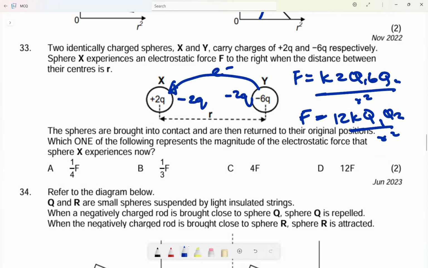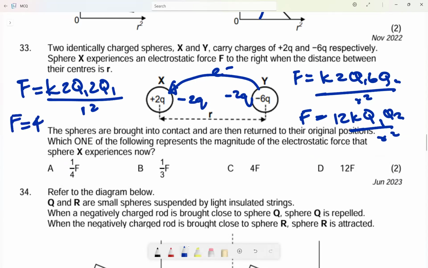They ask which one of the following represents the magnitude of the electrostatic force that sphere X experiences now. So F is equal to, now, the charge is 2Q1, 2Q2. Can you see it was 2 and 6, it is now 2 and 2. Remember, when you substitute into this formula, don't care whether it's negative or positive. The distance is still the same, both in the same position. Therefore, when I do my mathematics, I get F is equal to 4 Q1 Q2 divided by r squared. So this is the new one, and this is the old one.